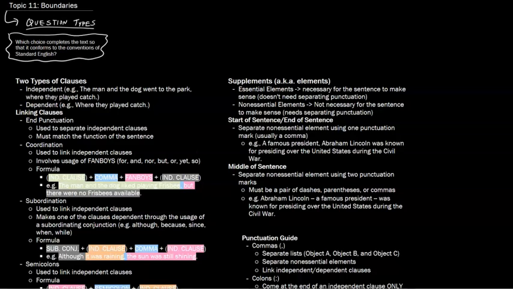Alright, we've got boundaries now. We're moving on to standard English. Okay, which choice completes the text so that it conforms to the convention of standard English? You're going to see this phrasing a million times on the SAT. It's guaranteed to be on there.